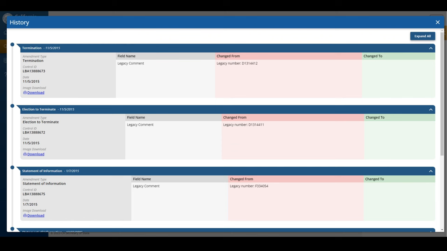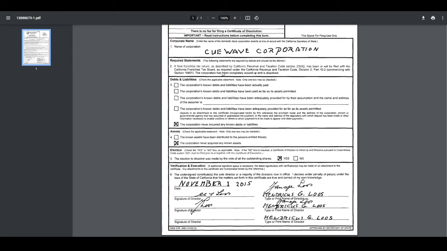What's infinitely more interesting to me, however, is that when dissolved, the official records indicate that the company, quote, never incurred any known debts or liabilities. A company that existed for over a decade, legally, seems likely to have incurred and subsequently paid some sort of debts or liabilities, but also, the corporation never acquired any known assets. See, that's strange to me.